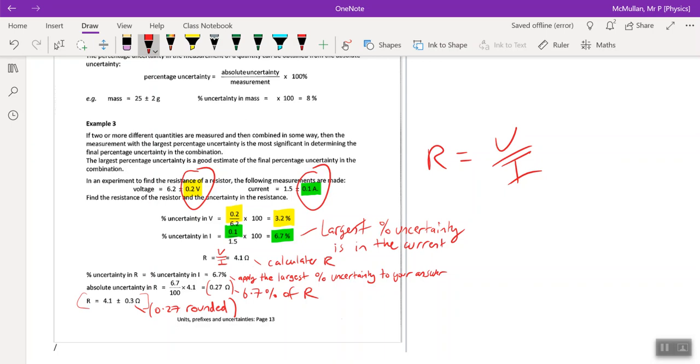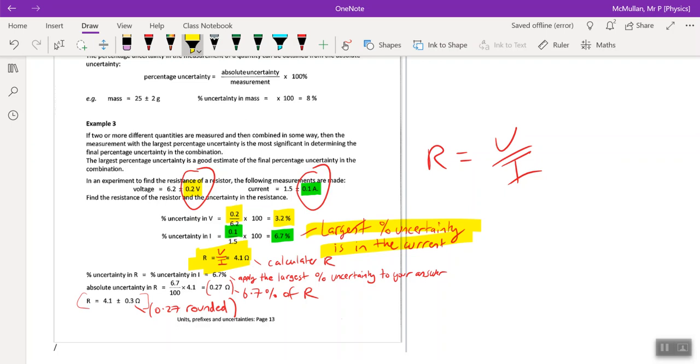Okay, 0.2 divided by 6.2 times 100 is a 3.2% uncertainty. 0.1 divided by 1.5 times 100 gives us a 6.7% uncertainty. The largest uncertainty is clearly in the current. So when we use the formula R equals V over I, we apply the uncertainty to our final answer.